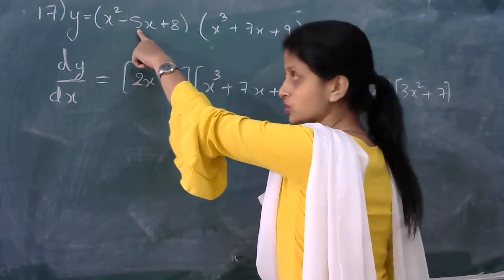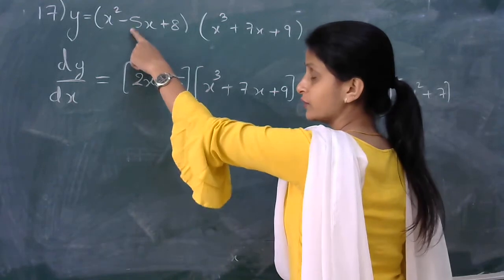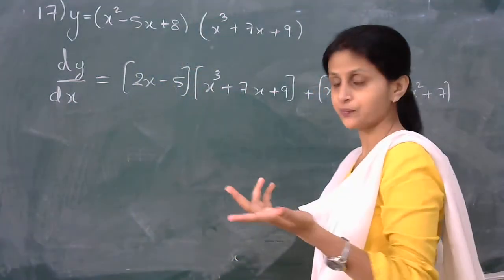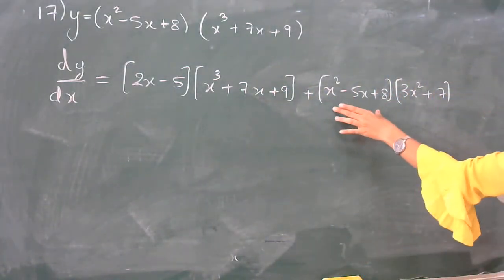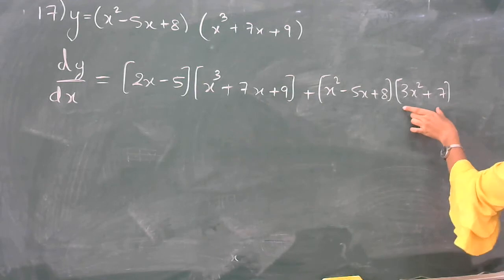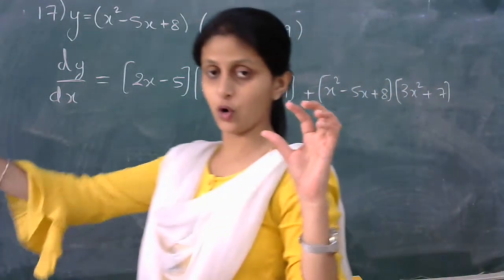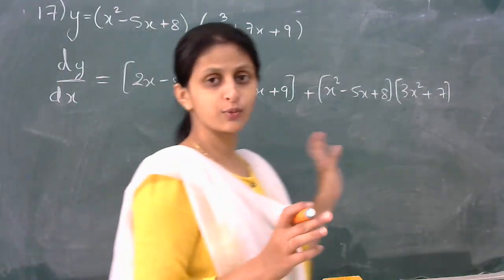Differentiating first function x square minus 5x. Differentiation of x square is 2x. Differentiation of minus 5x is minus 5. And differentiation of 8 is 0. Keeping the second function as it is. Next, keep the first function as it is and differentiate the second function. So if you simplify that, you will get one big polynomial. This is finding dy by dx by product rule.